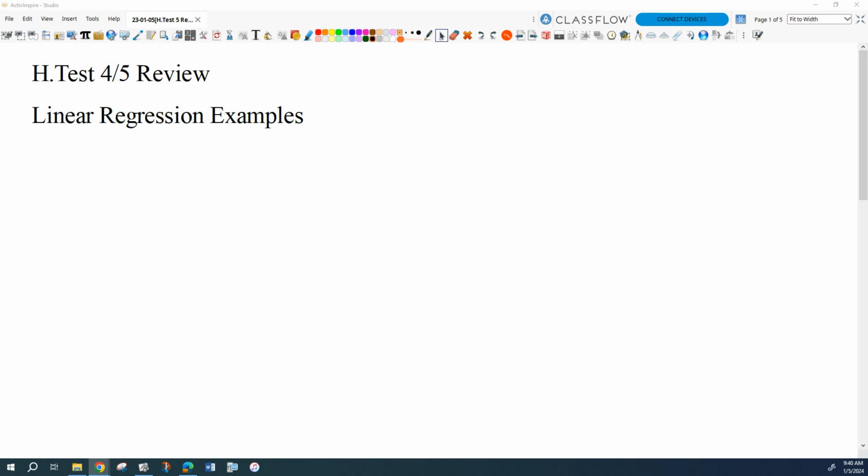Okay, so what do we got going here? Linear regression examples. I want to look at those real quick. Does that seem really dim? Like dimmer than it's been? Oh, let's see here. Yeah, I can do that. That's better. There we go.